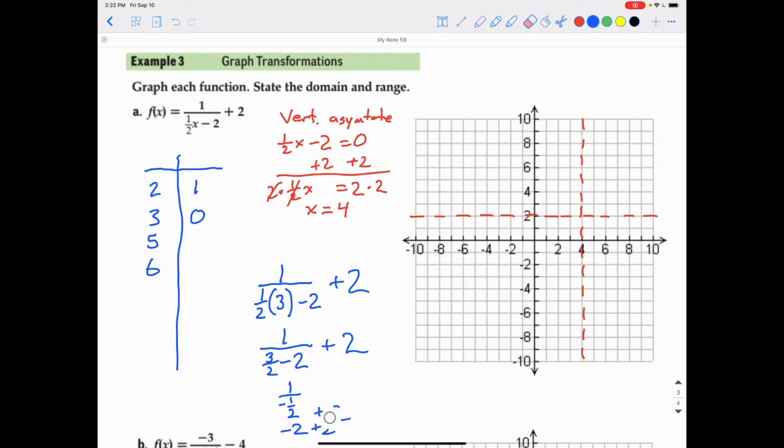And then we will plug in 5. So when you plug in 5, one half times 5 is 5/2. 5 halves minus 2 is 1 half, so 1 over 1 half plus 2 would be 2 plus 2, which equals 4.